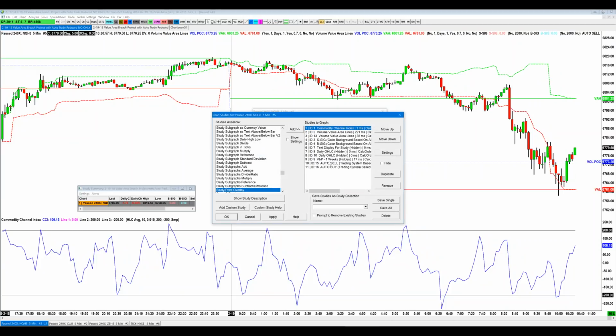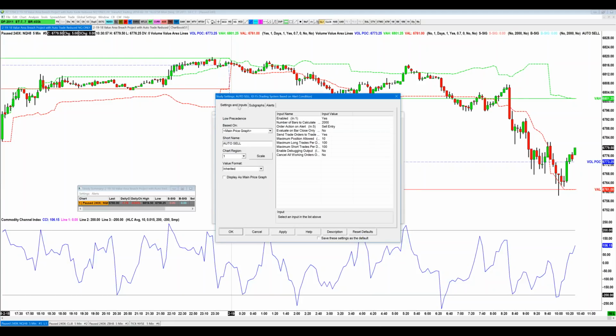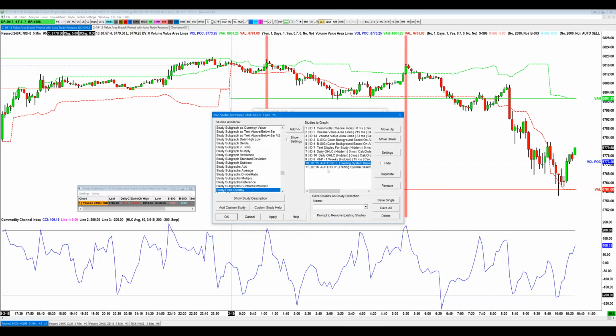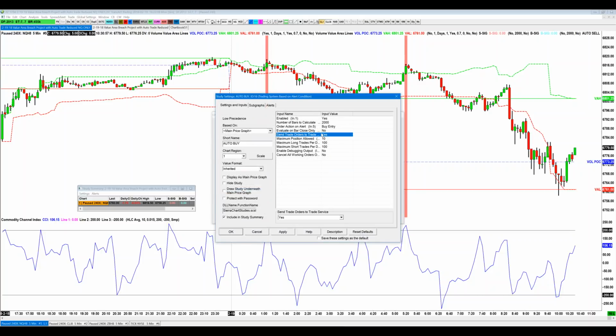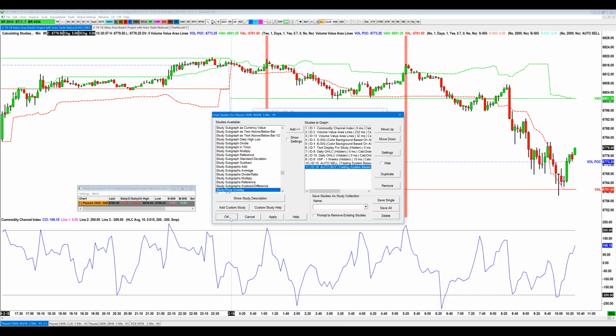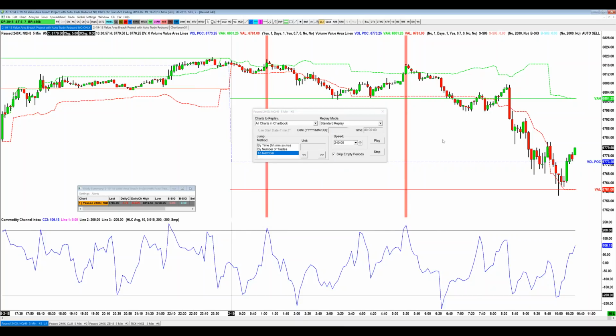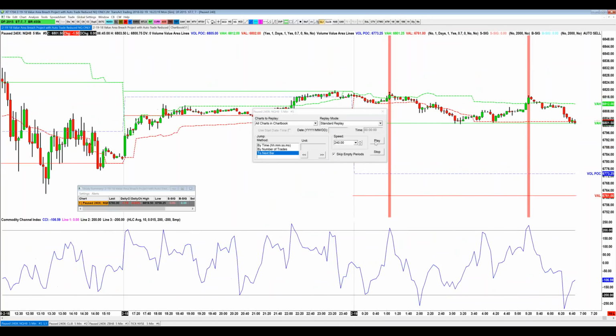If you want to be able to replay trades, in the trading system section, you have to turn off this option that says send orders to trade service. I apologize, I should have mentioned this earlier. In other words, Sierra wants these two things to agree. If you're using a simulation mode, it can't send an order to a trade service. So you actually have to change this to no. I forgot to mention that a little bit earlier. I apologize. So I'm going to do that now. Send orders to trade service, change that to no. Okay, and then we're going to go back and do it again.